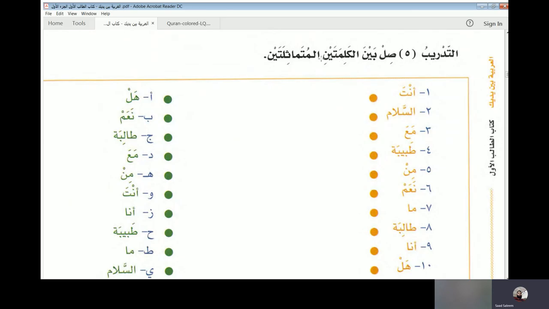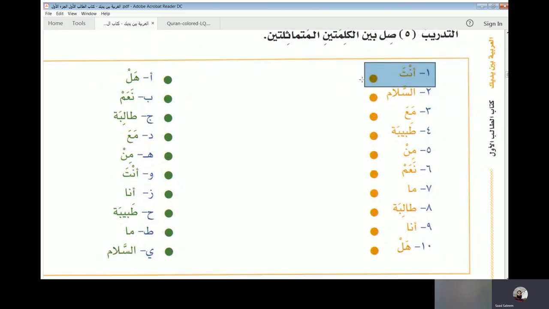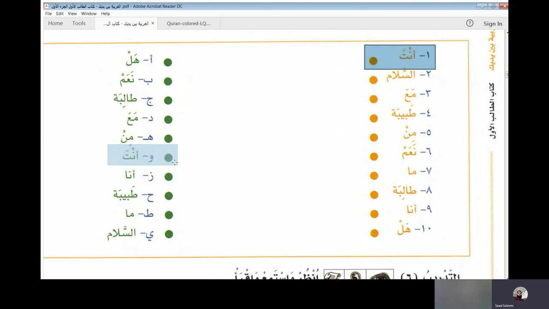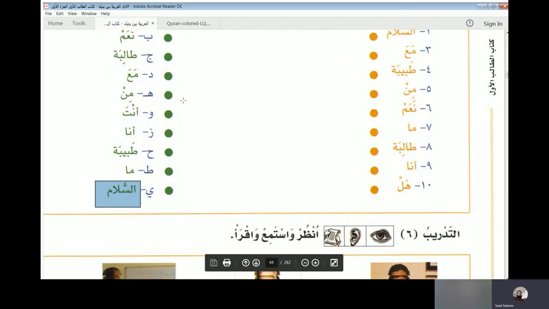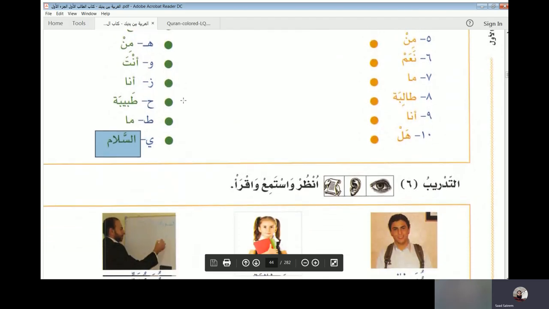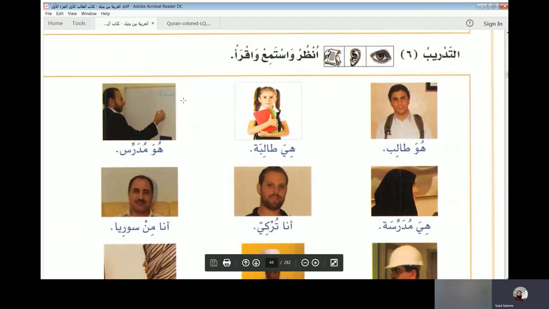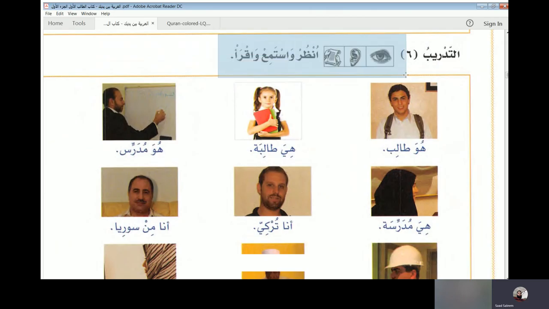In this question, you will join the two similar words. Sil bayna al-kalimatayn al-mutamathilatayn. You will join anta with anta in the next column. Here it is. You will draw lines to join this. Similarly, you will join salam with salam. So this is your homework. After completing it, send me the picture.